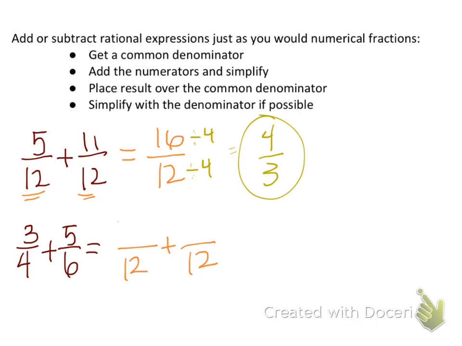So 12 would be the smallest thing that 4 and 6 both go into. We multiply the 4 by 3 to get 12, so we have to multiply, of course, the numerator. We multiply 6 by 2, so of course 5 by 2 is 10. Adding those together we get 19/12, which is what we got before.